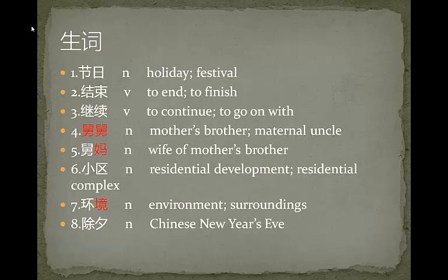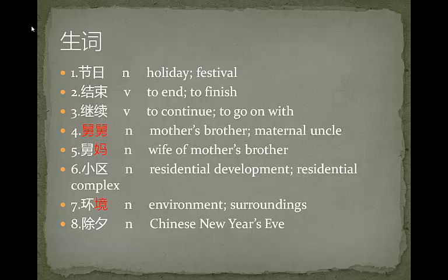第二个结束, to end, to finish. For the first character, the radical is the left hand part. Do you still remember the name of this radical? It's called 绞丝旁, 绞丝旁. Usually when you see this radical, it indicates something complicated, hard to deal with. Not always.